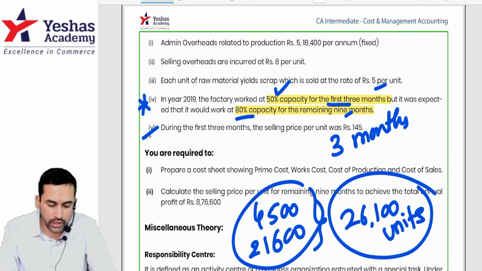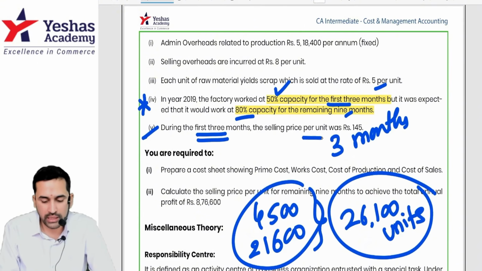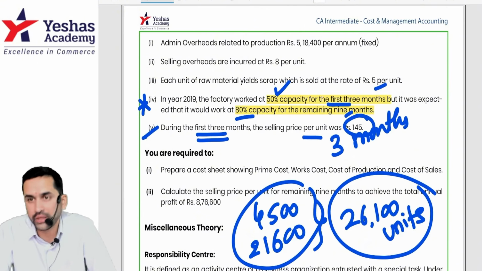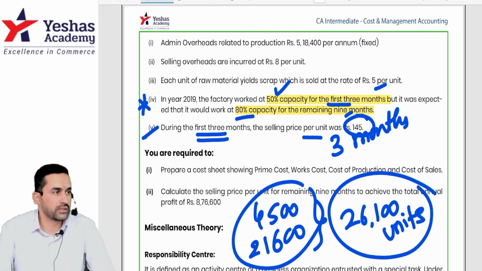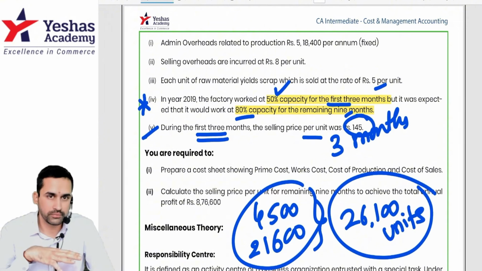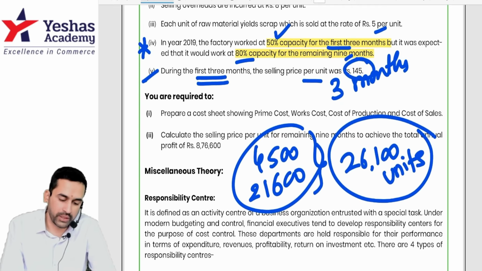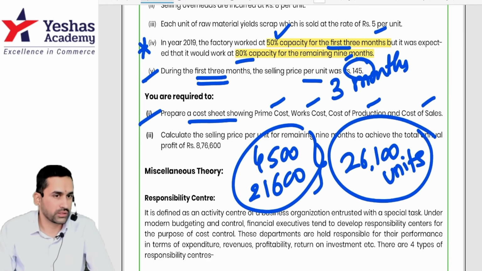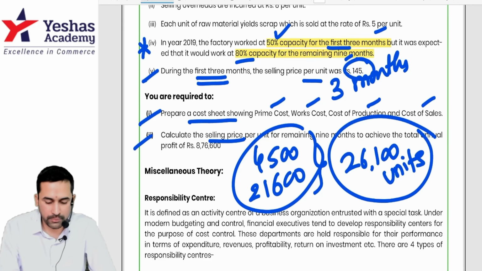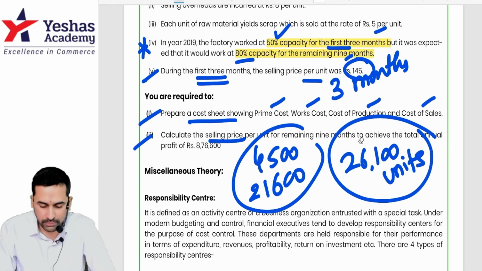Right there. During first 3 months, selling price per unit was 145 rupee. Sir, what about selling price for balance 9 months? That is a question to you. You should find out by preparing cost sheet. Read. You are required to prepare cost sheet showing prime cost, works cost, COP, and total cost. Technically, full cost sheet from top to bottom. Second, calculate the selling price per unit for balance 9 months.